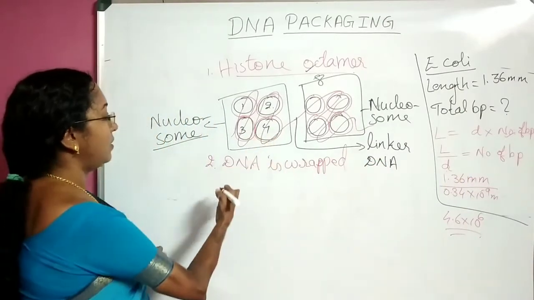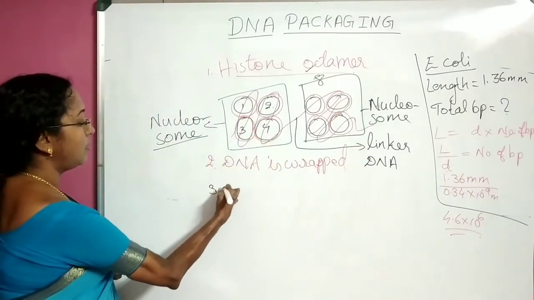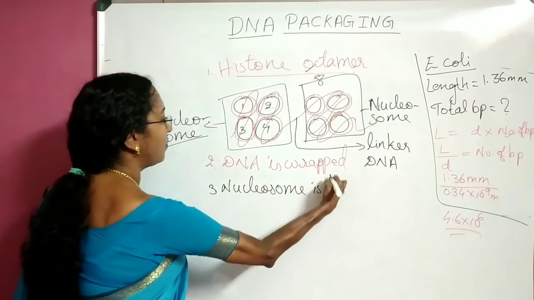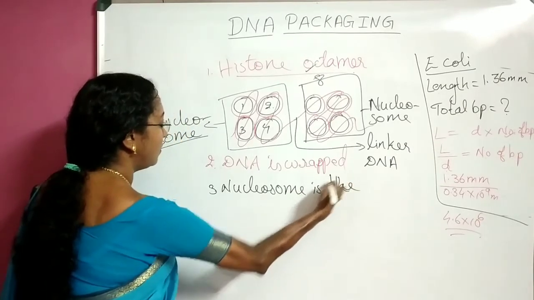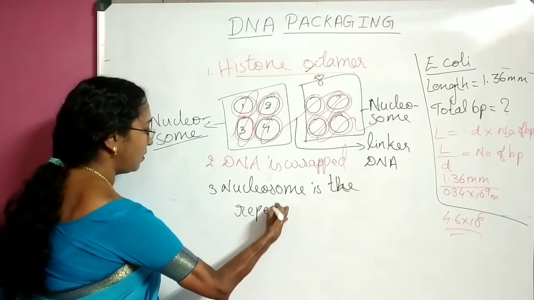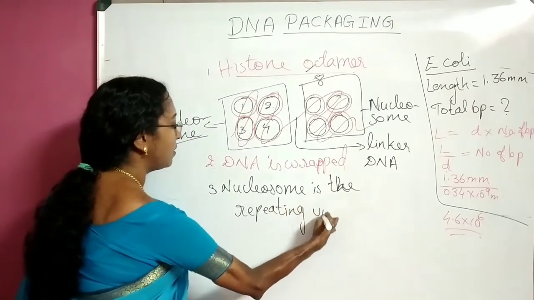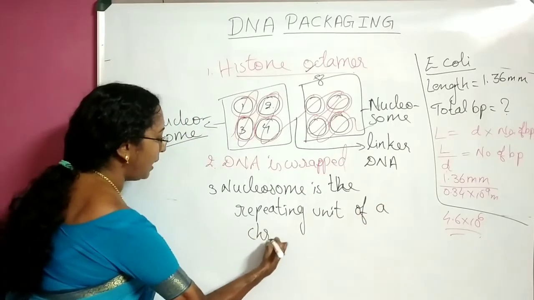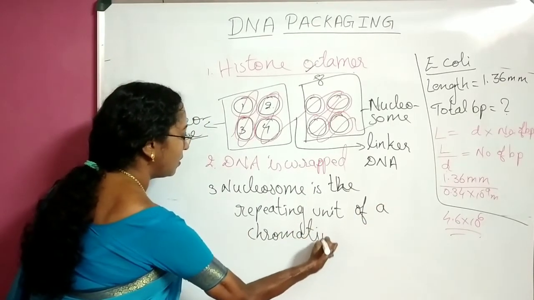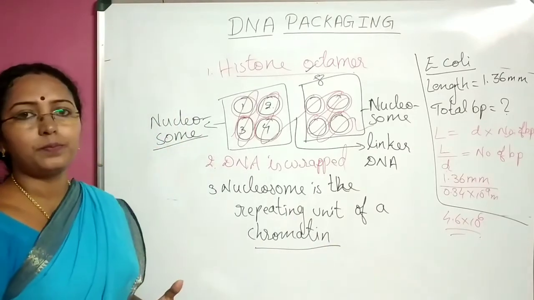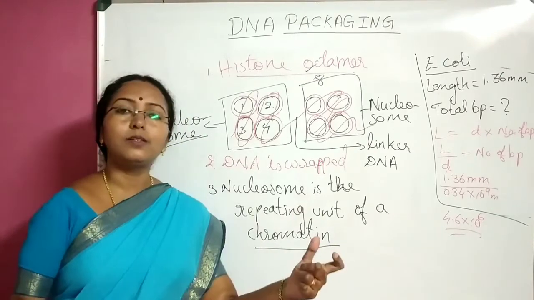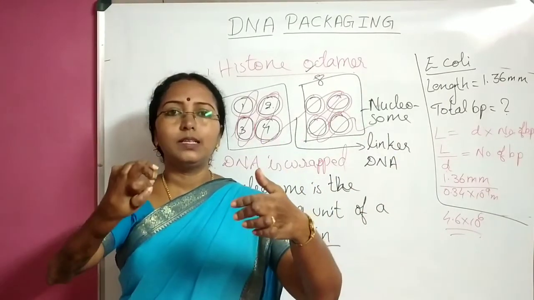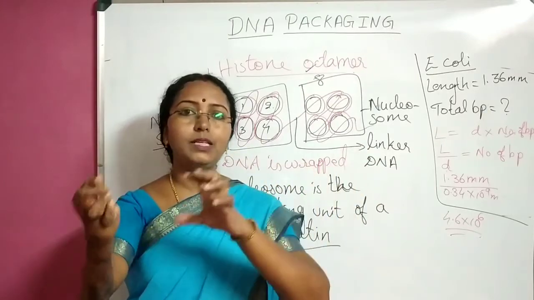So I can say here that, third point, nucleosome is the repeating unit of a chromatin or a chromosome. When will you call this chromatin as a chromosome? Chromatin is simply a thread, isn't it? Chromatin or chromosome is made up of DNA and proteins.